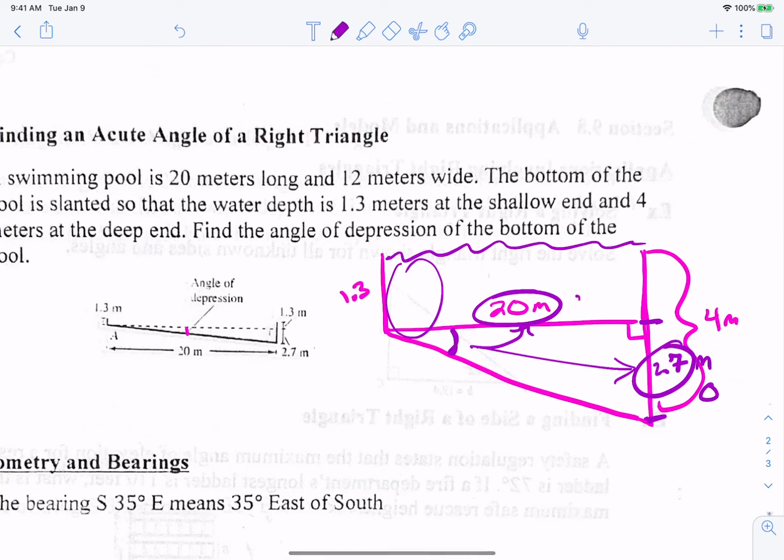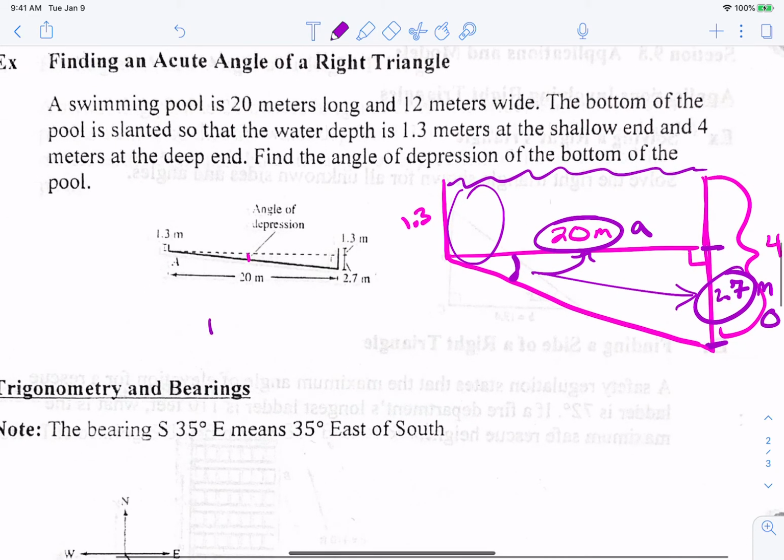Opposite, adjacent. We want to use tangent. And tangent of what? We're going to call our angle X. Opposite is 2.7. Adjacent is 20.